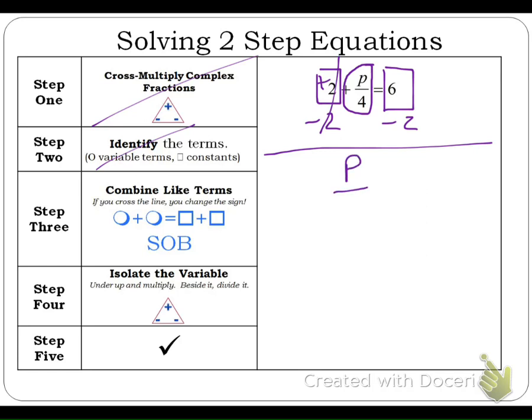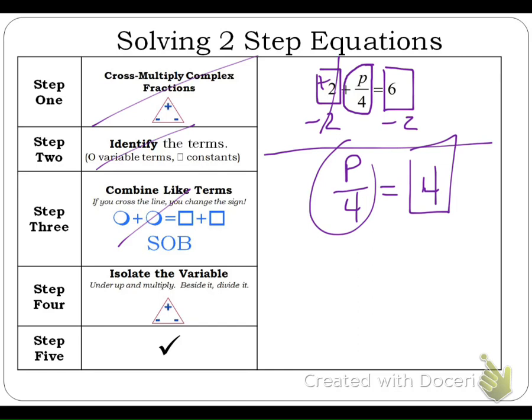So we have p over 4. Just copy the whole problem. I'm going to work left to right every time. P over 4 is equal to, and now I have a 6 and a -2 that I can combine together. Those are opposite signs, so I have to subtract. And the bigger sign went, so it stays 4. So I've combined my like terms, because now I just have a variable term and a constant. It's kind of like all my circles on my left and my squares on the right. That's what your goal is to do when you combine your like terms.